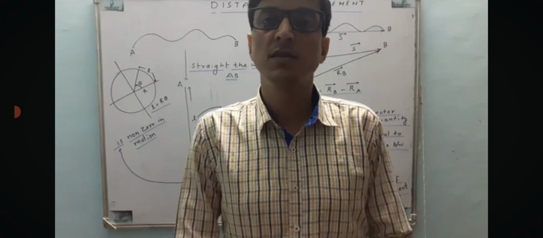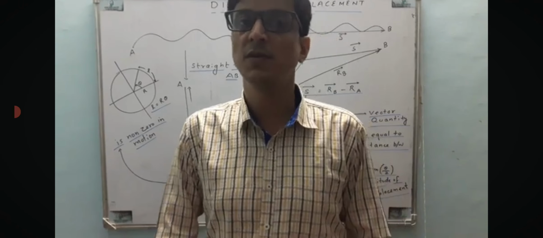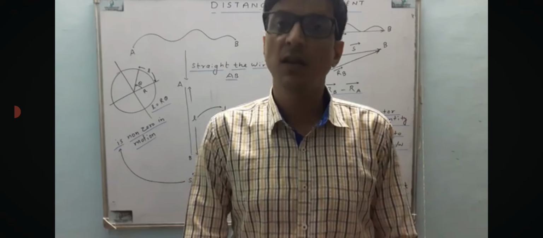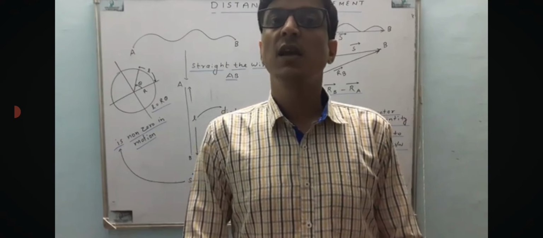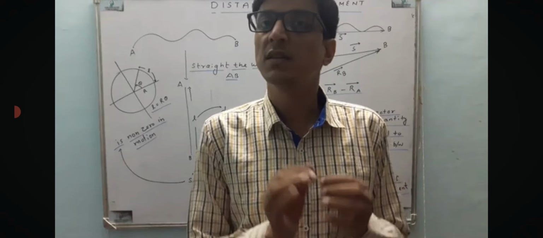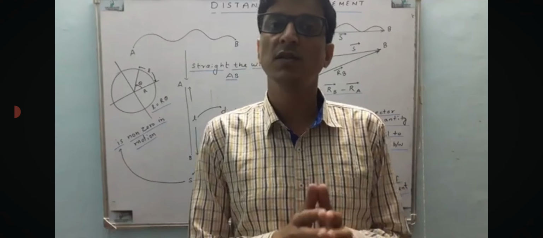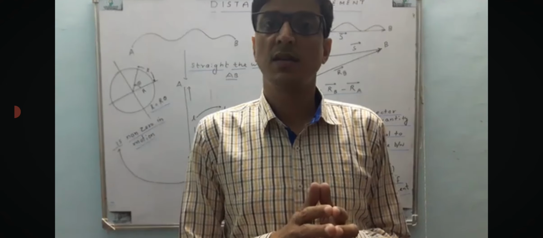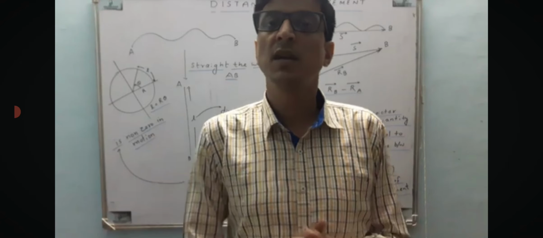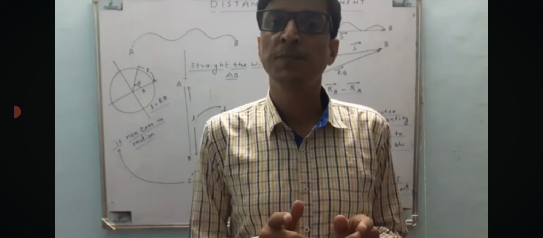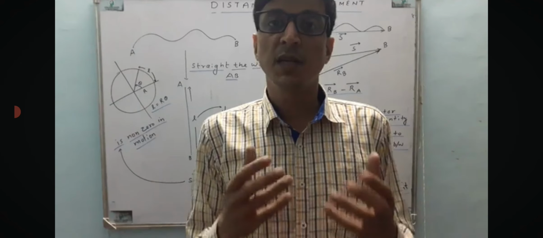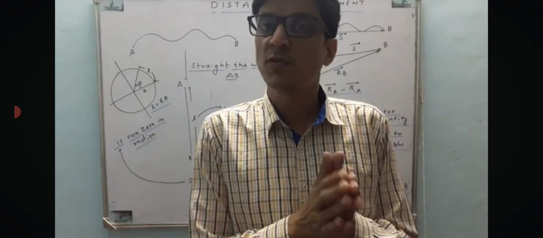Let's discuss distance and displacement today. As you know, distance is a scalar quantity. If a particle is moving along a curve, the actual path length traveled by the particle is called the distance. Whereas you just connect the initial and final point. Suppose the particle starts moving from A and moves to B. The vector connecting A and B is called the displacement vector. Its magnitude is equal to the shortest distance between the two points.